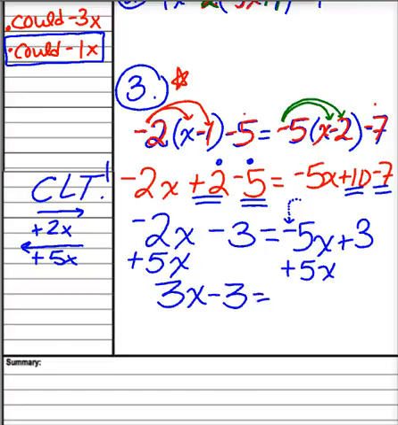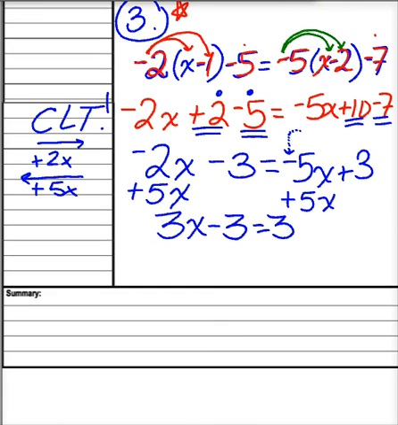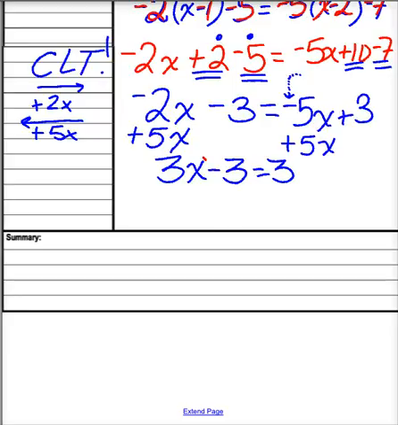Negative 5 plus 5 is 0 x's. There aren't any x's, I don't write any down. And I have that equals 3. Lots of 3's in this problem. So next up, I need to attack x. It's now on one side, and it's just got some numbers in the way.